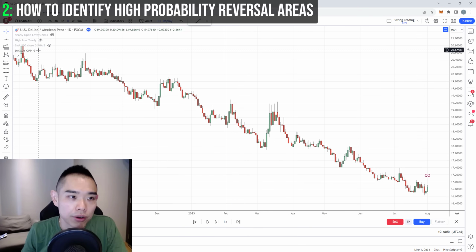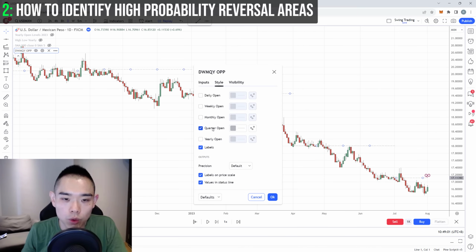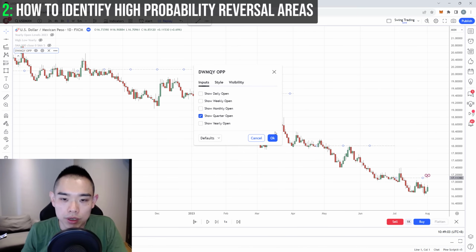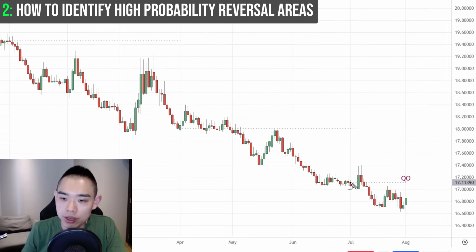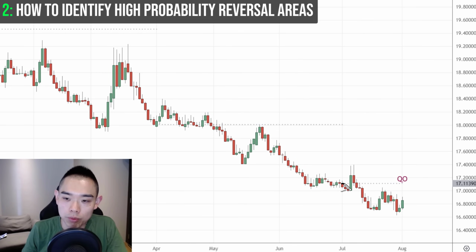I'm just going to show you on the chart how it looks. There we have it, the quarterly open. In case you want to see the settings, I just set the quarterly open, click OK. What you're seeing is a series of dotted lines, and those are the quarterly opens. Look at this one, the start of July, the first trading day of July. You can see the dotted line on this day's opening price projects all the way to where we are right now.